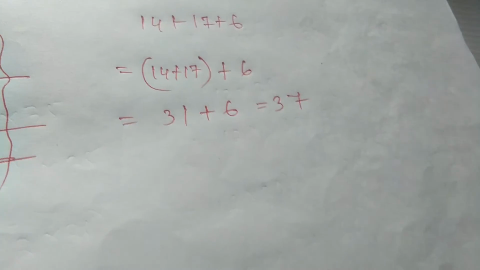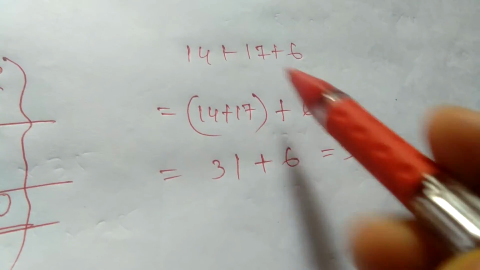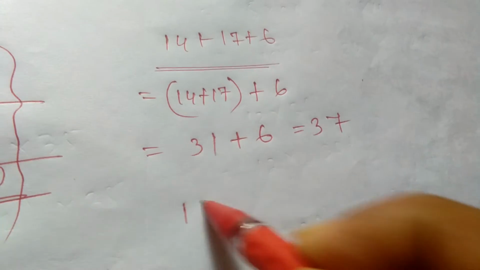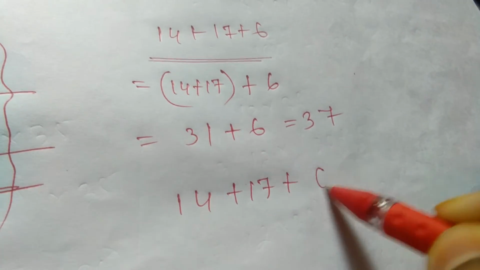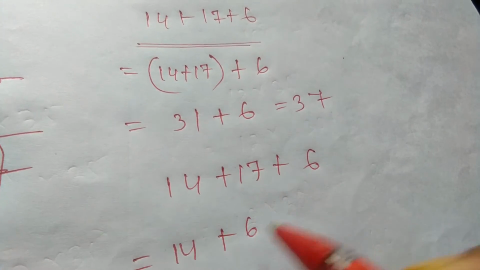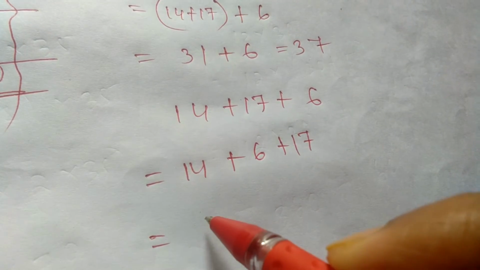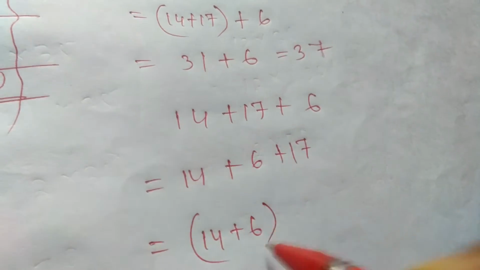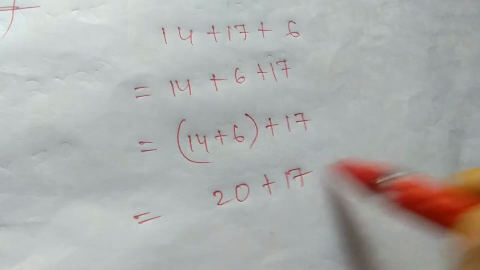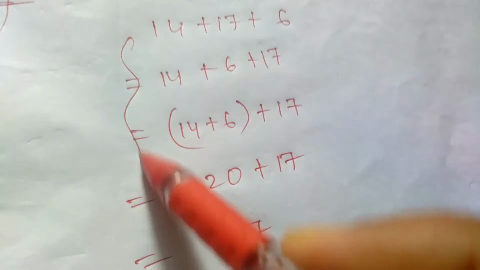This is step 1, or you can say the first way. Now the second way I can apply like that. Same numbers, 14 plus 17 plus 6. If I change the place of the 6, if I write 14 plus 6 then 17. So now easily I can identify, 14 plus 6, that means 20, plus 17. So 20 plus 17, that is 37. So I think this is the easy process.